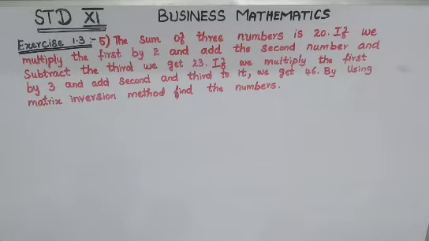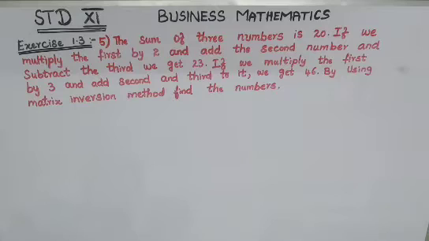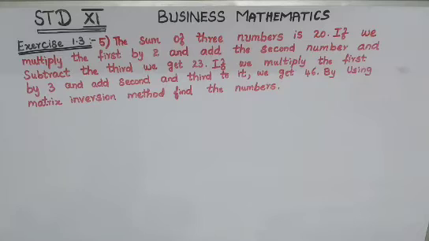Standard 11th Business Mathematics Exercise 1.3, 5th question. The sum of three numbers is 20. If we multiply the first by 2 and add the second number and subtract the third, we get 23. If we multiply the first by 3 and add second and third to it, we get 46. By using matrix inversion method, find the numbers.